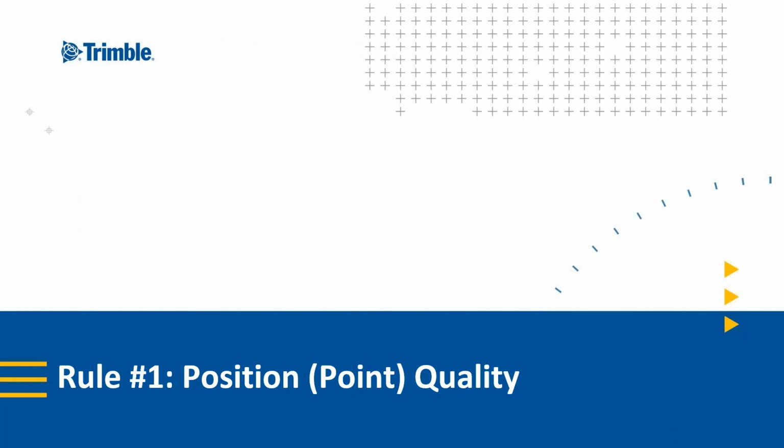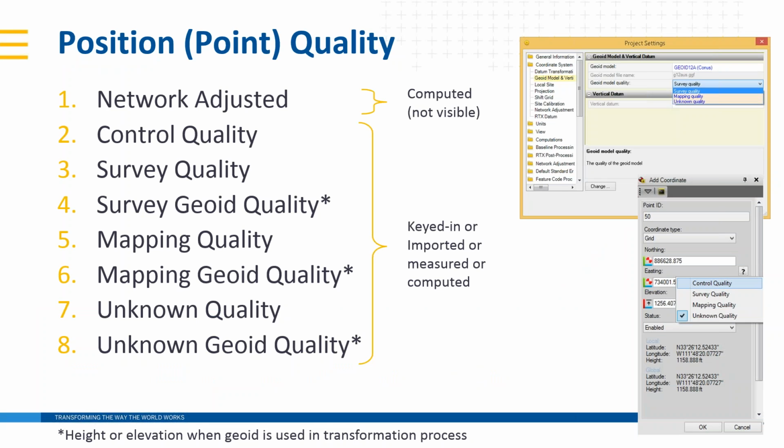Okay? So you'll start with rule number 1, again, the position, or the point, which you think of as the resulting point, as Troy said, the final northing, easting, elevation and height of the point. The position quality can take multiple forms. Everything that you see here in the list from number 2 to number 8 is something that you can key in, or it is imported, or it is measured. It's a total station or GNSS observation, or it's a result of computation.